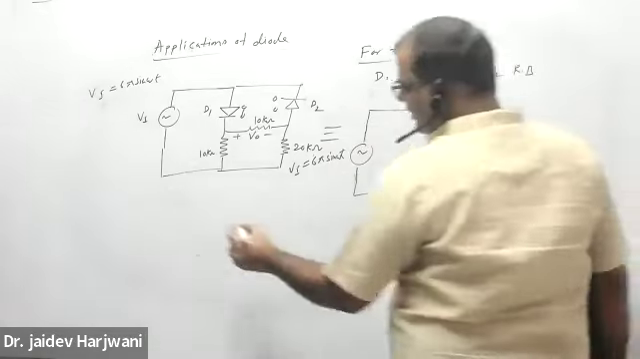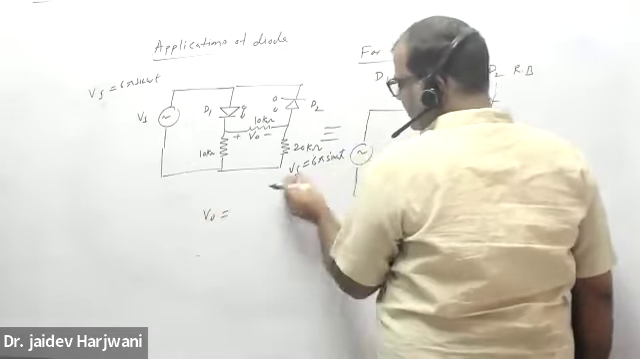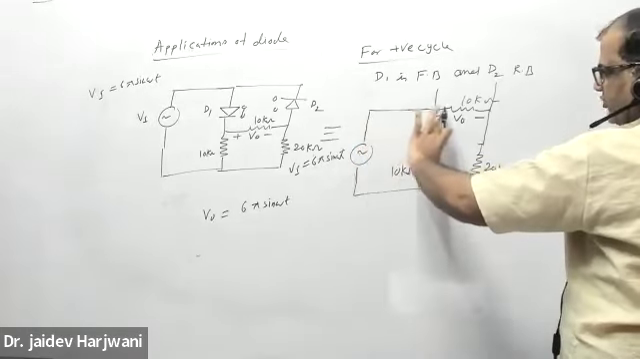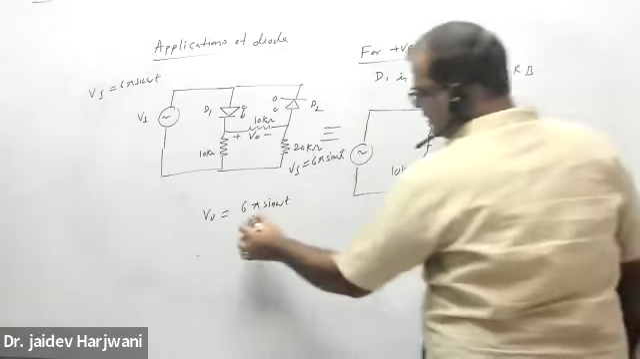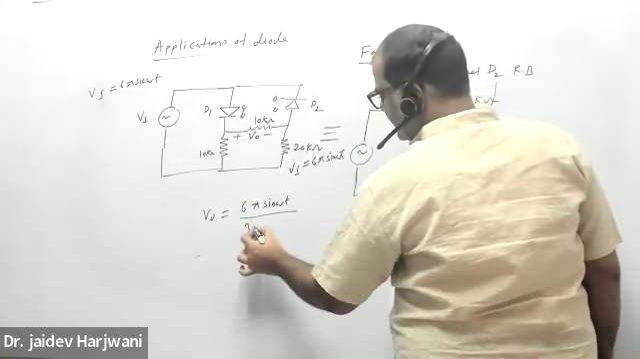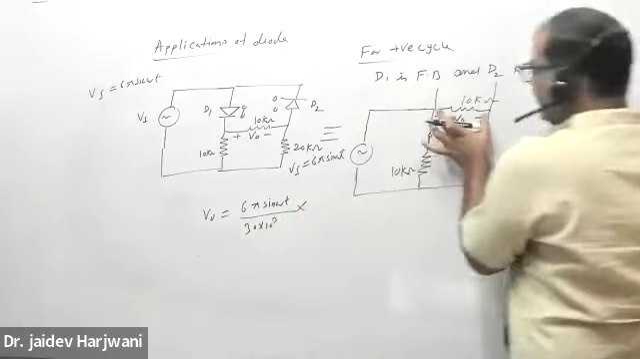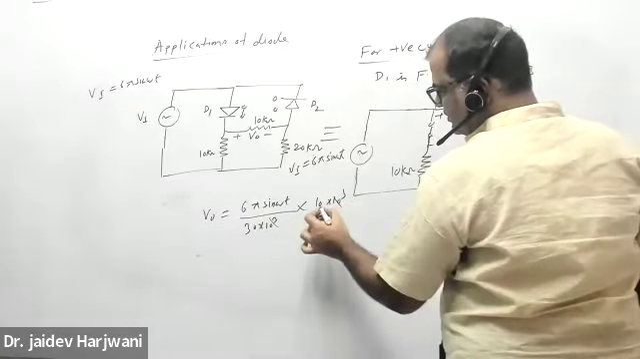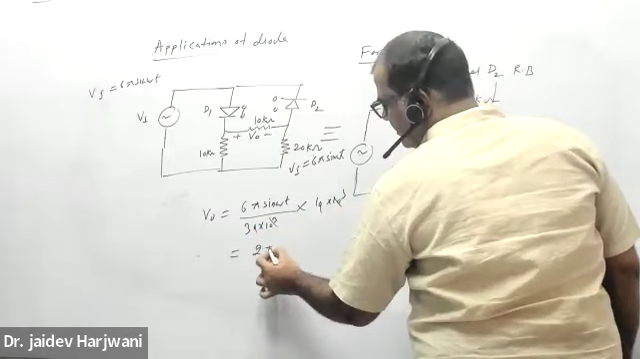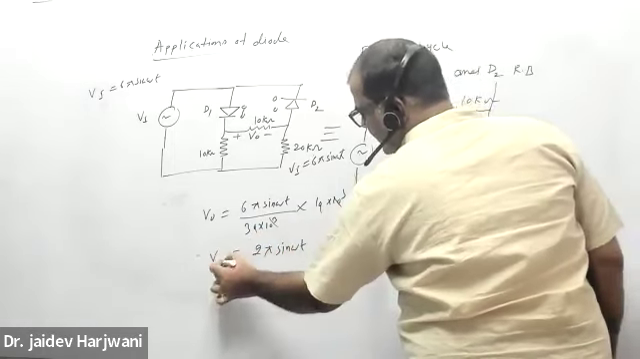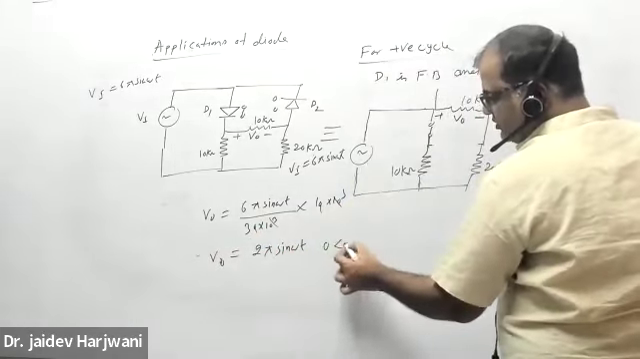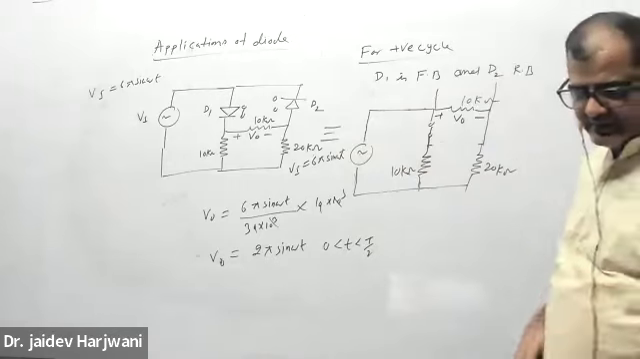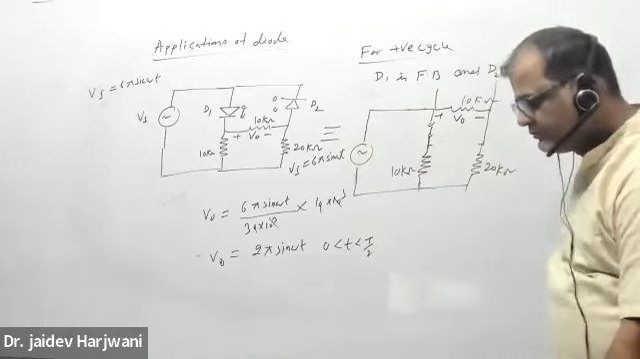So my V naught will be what? The total voltage is 6 pi sine omega t, and this is parallel to the full circuit: 10 plus 20, that is 30 kilo ohm, times the 10 kilo ohm where I want the voltage. The 10 cancels out. So how much is coming? 2 pi sine omega t, for the positive cycle, that means from 0 to T by 2. Is that point clear to everyone? Yes, sir.